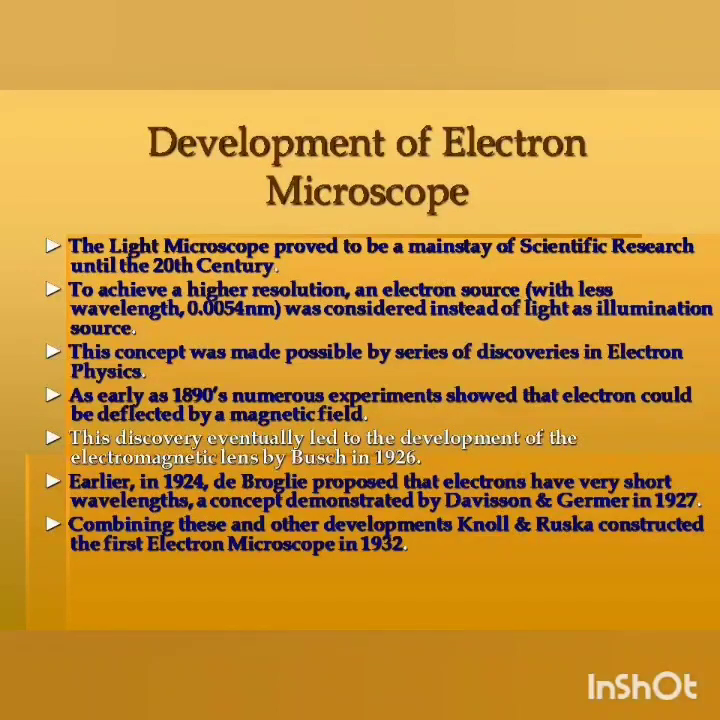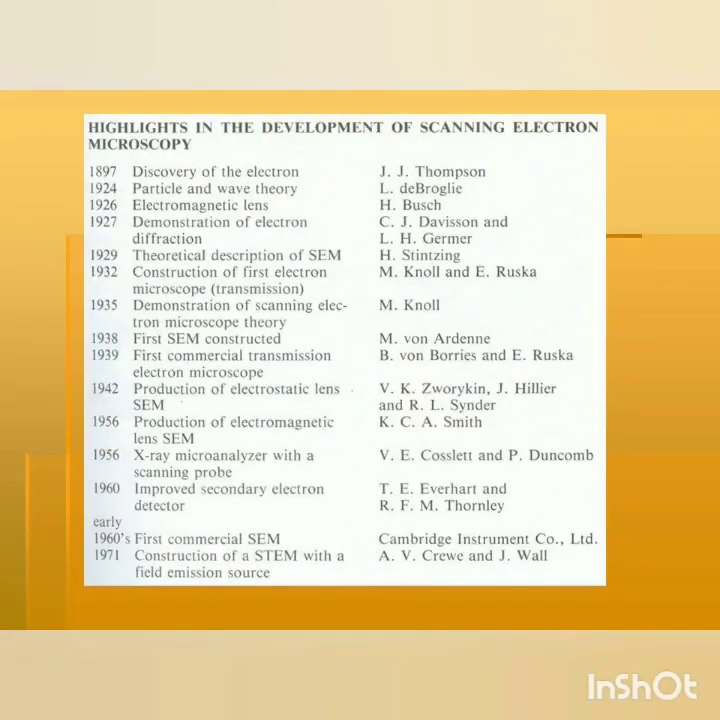Electron microscopy was developed through several electron optics research, theoretical as well as practical, and finally it was found that the wave nature of electron can be applied for the development of electron microscopy by using electrons as the source of illumination. Finally, Knoll and Ruska in 1932 developed the first electron microscope. This is the historical development of the electron microscope.